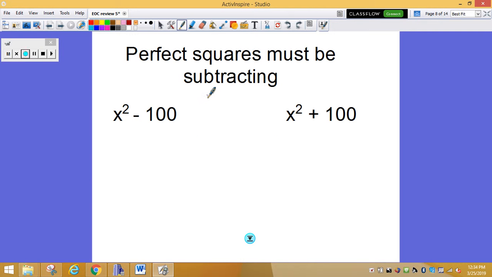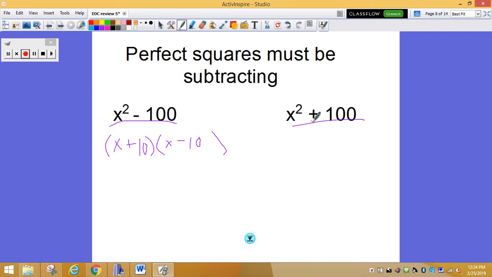All right, I would write this down in your notes. If you're going to do a difference of squares, it has to be subtraction. So like this problem has a subtraction, this one has an addition. That means you can factor this one, and you cannot factor this one. So let's do the difference of squares for this first one. Split up your x squared into an x and an x. Your signs are going to be a plus and a minus, and the square root of 100 is 10.